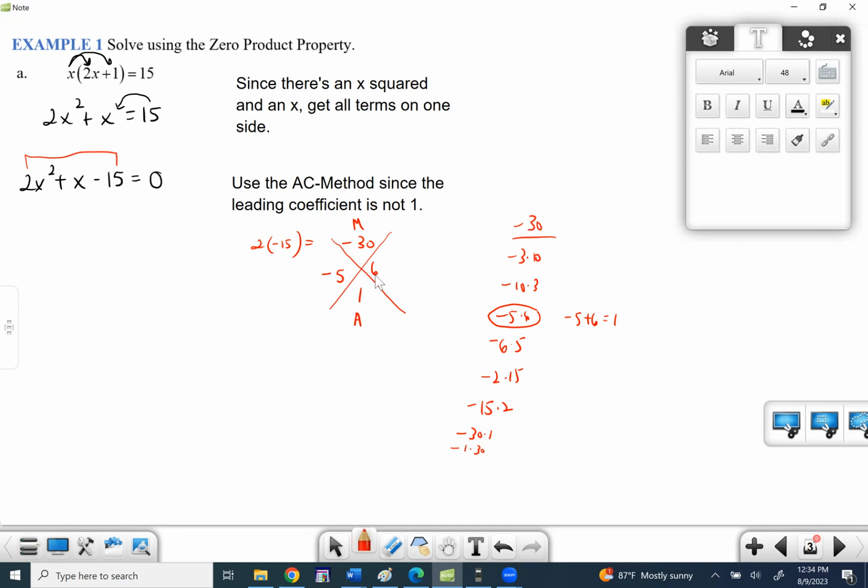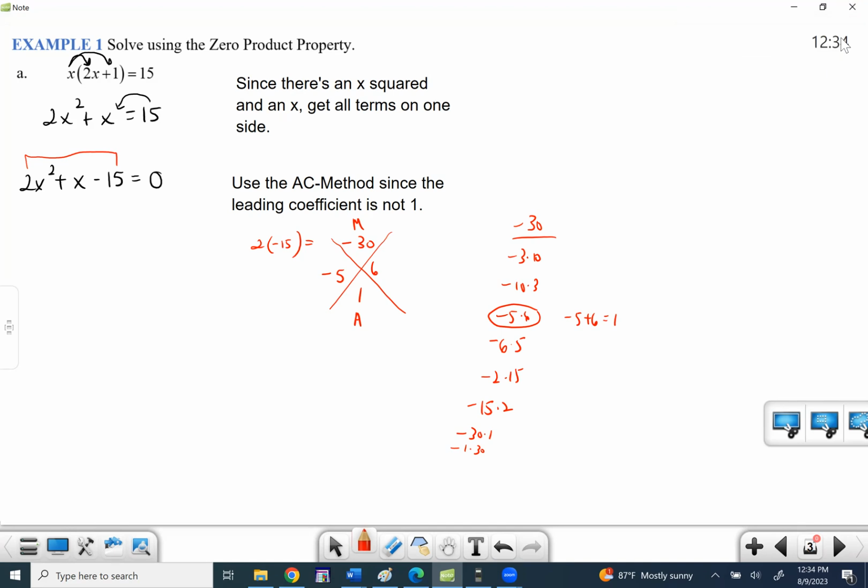This is honestly the hardest part to factoring. And those of you that have factored before know, yeah, sometimes you can't find the numbers, right? It just takes a while, okay? All right, so negative 5 times positive 6 is what's going to do it.